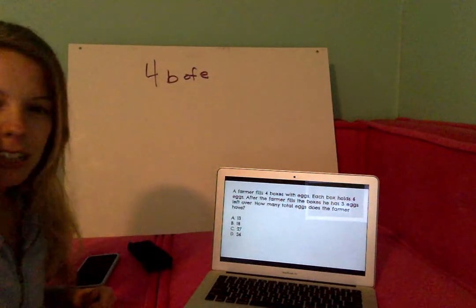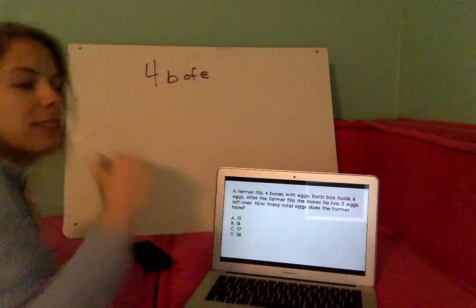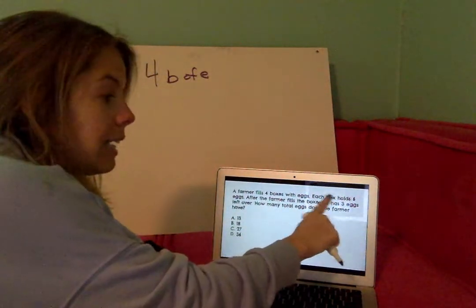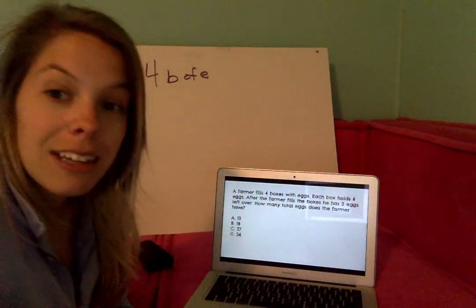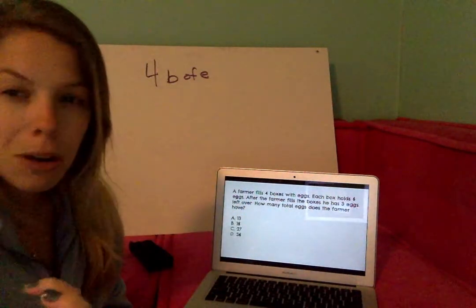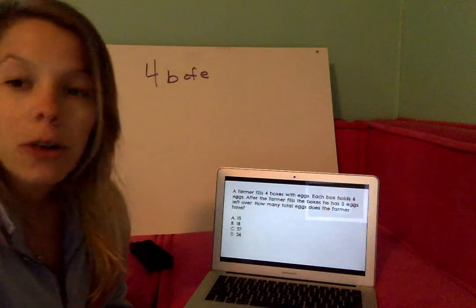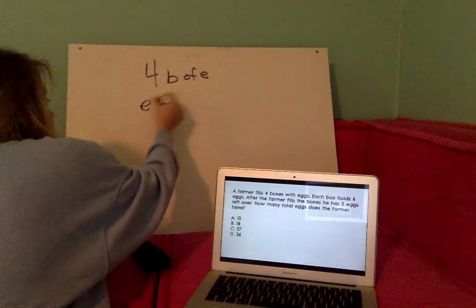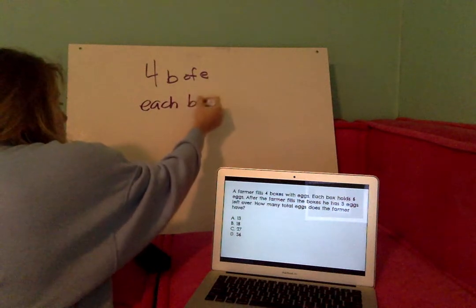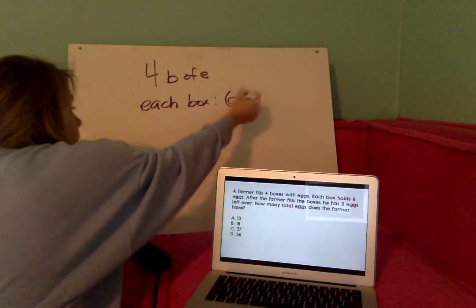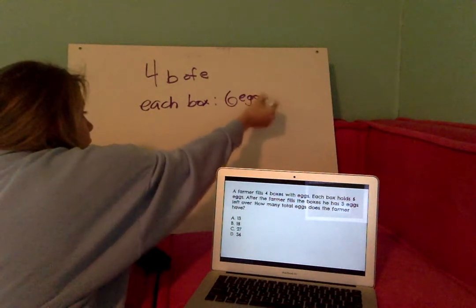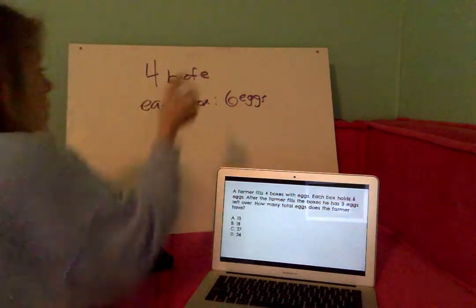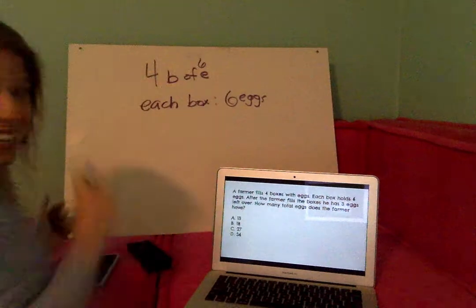And for me, that just tells me there's 4 boxes of eggs. Do we know how many eggs? Not yet. Each box holds 6 eggs. You would draw a line and talk about it. Each box holds 6 eggs. Now we know. So each box, 6 eggs. So basically, 4 boxes of eggs, we know that that's actually 4 boxes of 6 eggs.